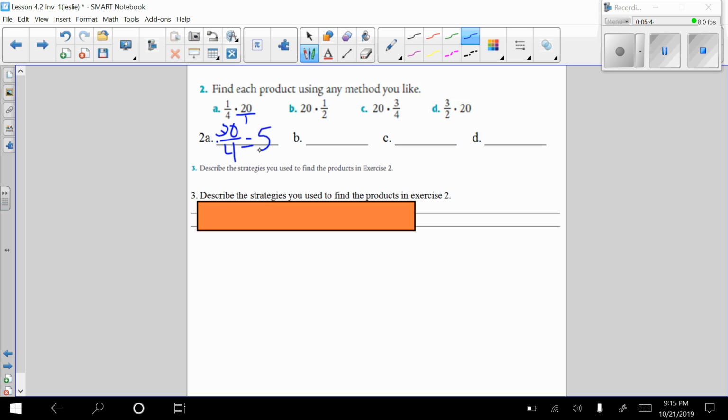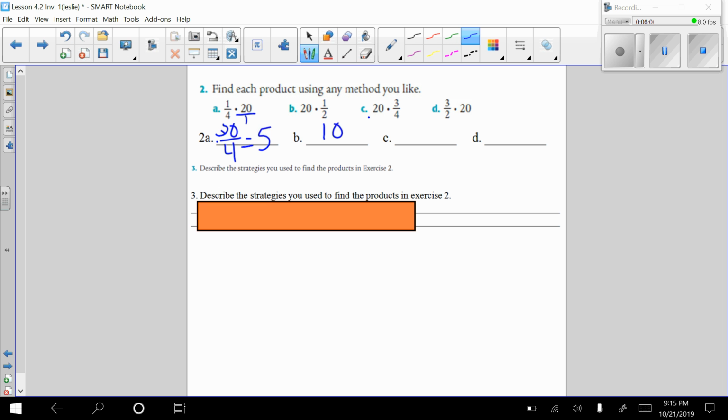For B, it's 20 times a half. Well, what is half of 20? You could do that in your head and see that the answer is 10. If not, go ahead and work it out. 20 times 3/4. Well, we need to know what 3/4 of 20 is.